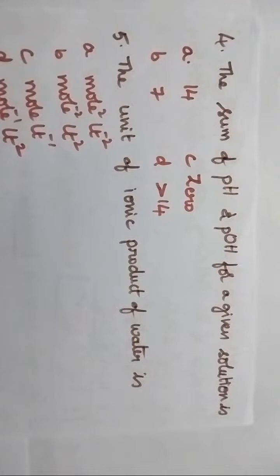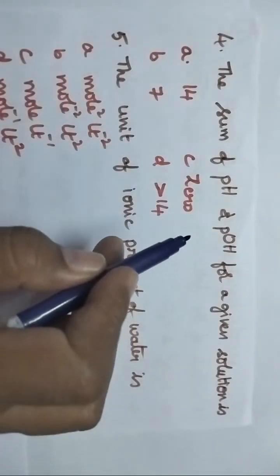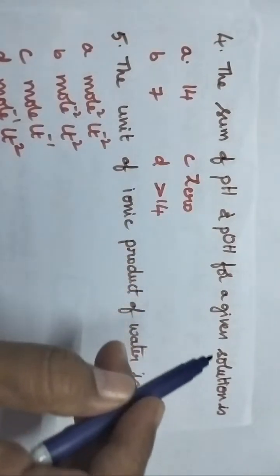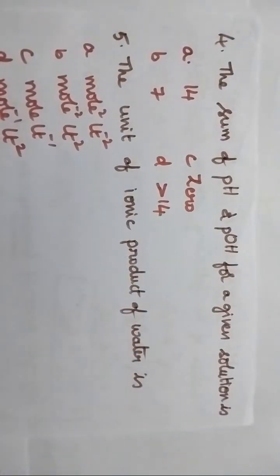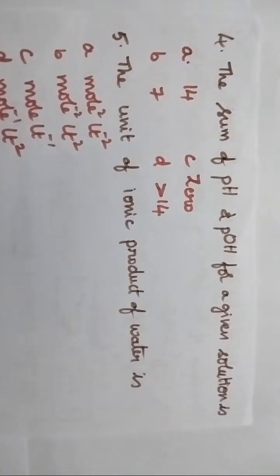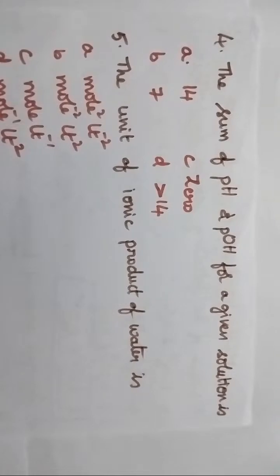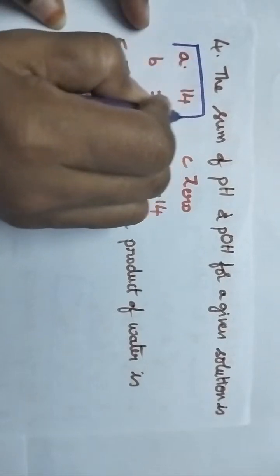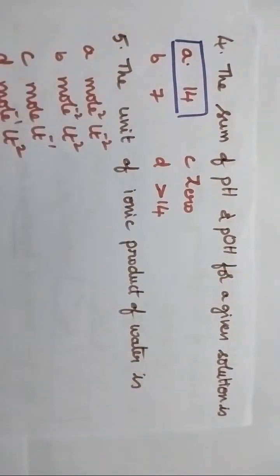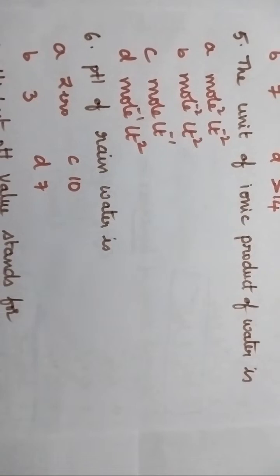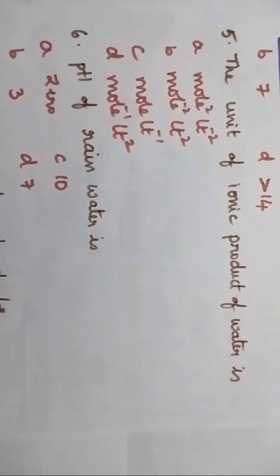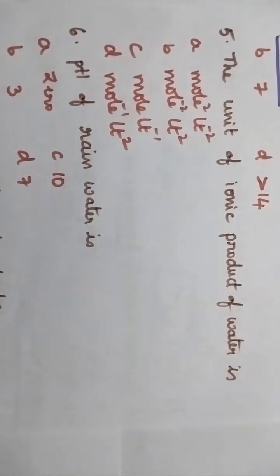Clear? The sum of pH and pOH for a given solution, what is the sum of pH and pOH for a given solution? Hack, very good. Yes, Rama, Durga, Swati, very good. Always it is equal to 14. So option A is the right answer. Let us move on to the fifth question. Very good, priceless brains. Why are you slow?